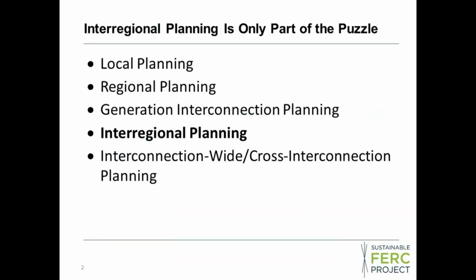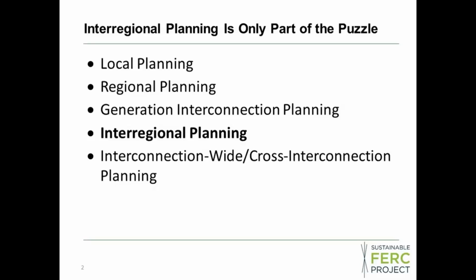I think it's really important, and I think some of Jason's comments touched on this, to recognize that interregional planning is only part of the overall planning and cost allocation puzzle. There's local planning, which is mostly utility managed and run. There's regional planning. There's generator interconnection planning. There's the interregional planning that we're talking about here today on the panel. And then there's cross-interconnection planning, which mostly doesn't happen. So interregional planning fits into this as part of the puzzle, and if all the other pieces are being done well, then interregional planning can also be done better.